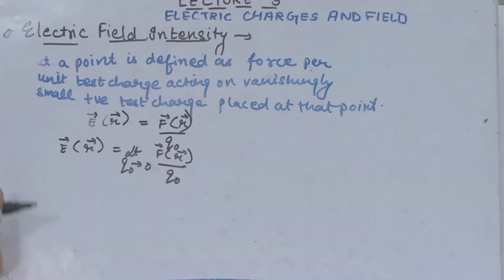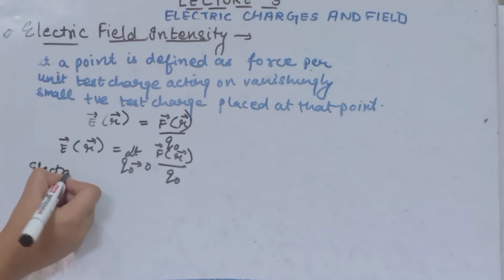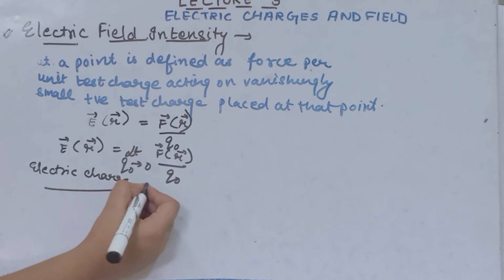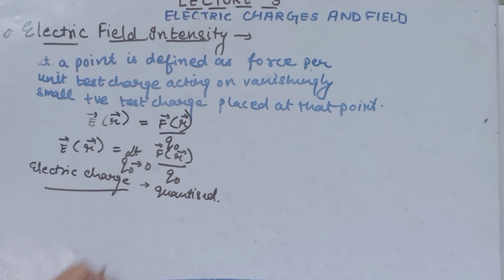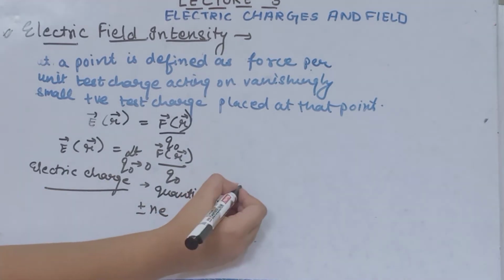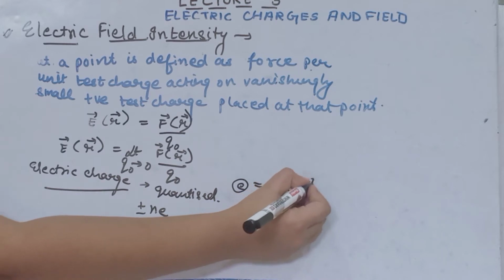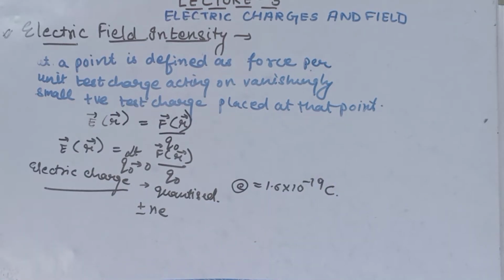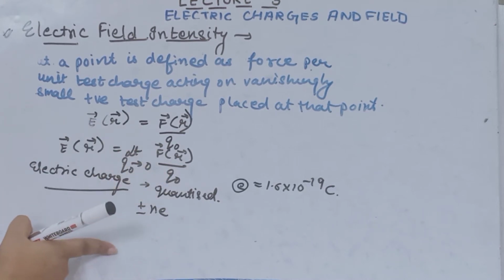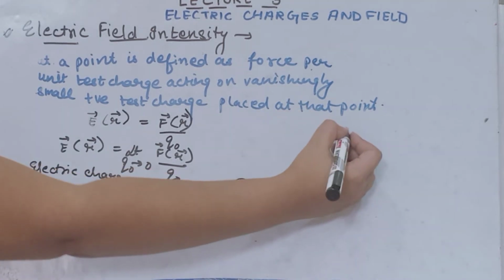Fine. But when I was explaining about electric charge, I told you that electric charge is quantized and it has the value of plus minus Ne. So from this quantization condition, the smallest possible value of the test charge is e, that is 1.6 into 10 raised to power minus 19 coulomb. Fine. So this test charge cannot be 0, but here we are saying that it is just approaching 0, and the smallest possible value for electric charge is 1.6 into 10 raised to power minus 19. Now suppose that our charge Q naught is positive.